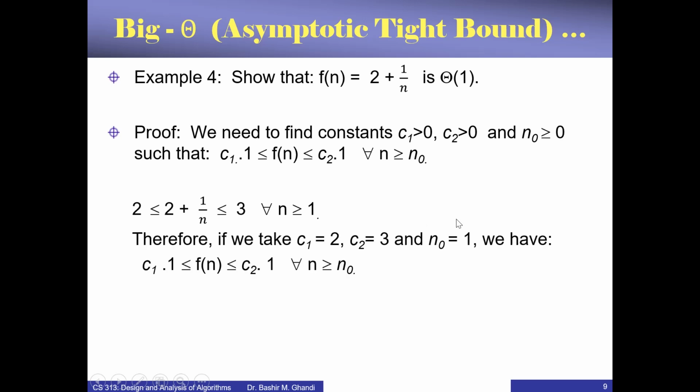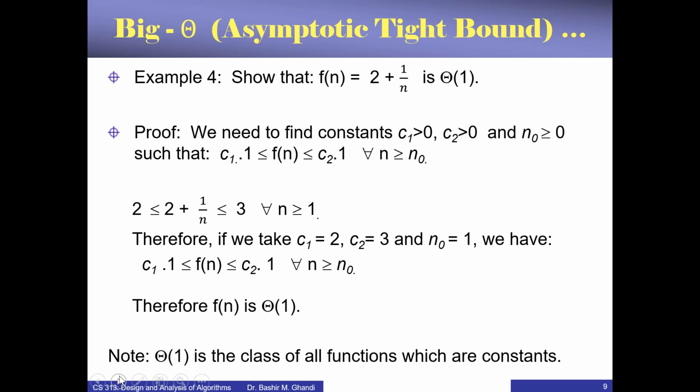And therefore, we can say we have found the constants. Just take c1 to be 2, so that you have 2 times the gn. Well, the gn is 1. So c1 times gn will definitely be less than or equal to the function itself, this fn, which will be less than or equal to this c2, which is 3, times the gn. And this is true for all n greater than n naught, where n naught is 1. So that proves the statement.